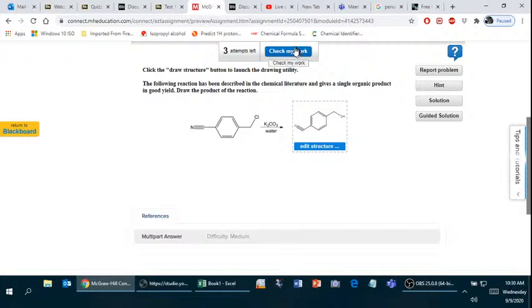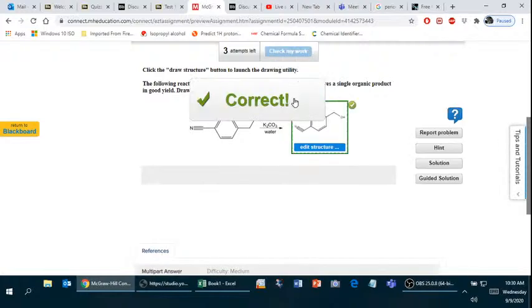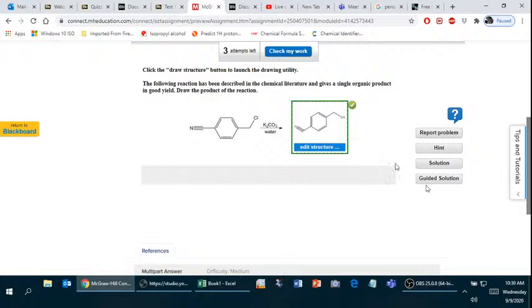So this is my structure. Let's see if I'm right. Correct. Ha! I'm somewhat capable at organic chemistry.